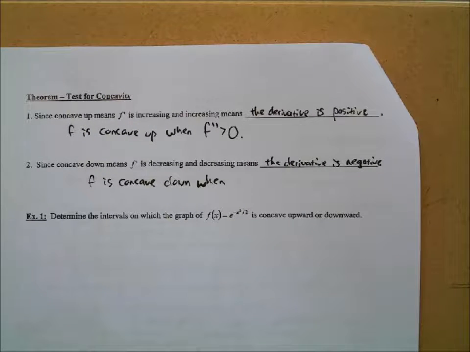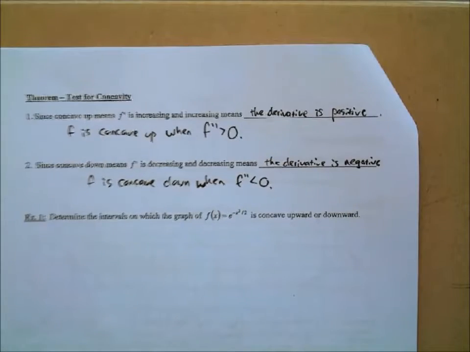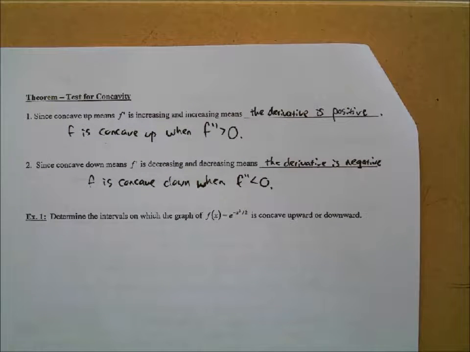Nice. F double prime is less than 0. You got it. Okay, just flip it around there. Okay, we finally arrived at our conclusion here.